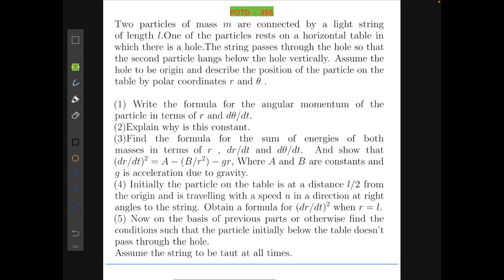So yeah, let's start. Two particles of mass m are connected by a light string of length L. One of the particles rests on a horizontal table in which there is a hole. The string passes through the hole so that the second particle hangs below the hole vertically. Assume the hole to be origin and describe the position of the particle on the table by polar coordinates r and theta. Okay, so the first part is write the formula for angular momentum of the particle in terms of r and d theta by dt.